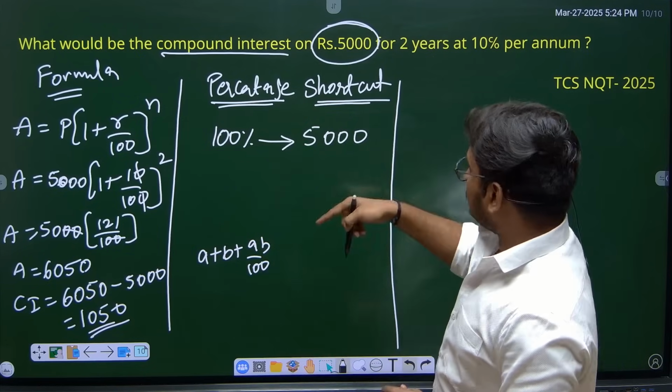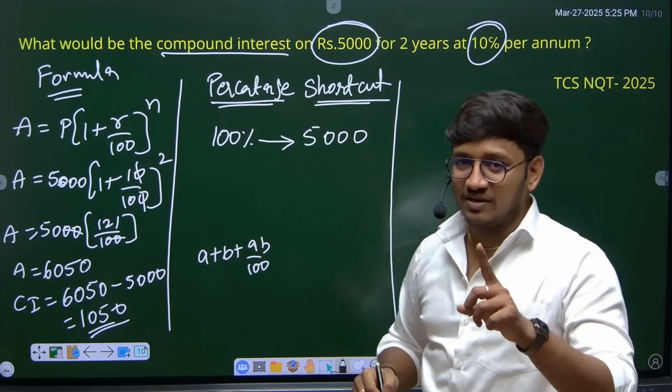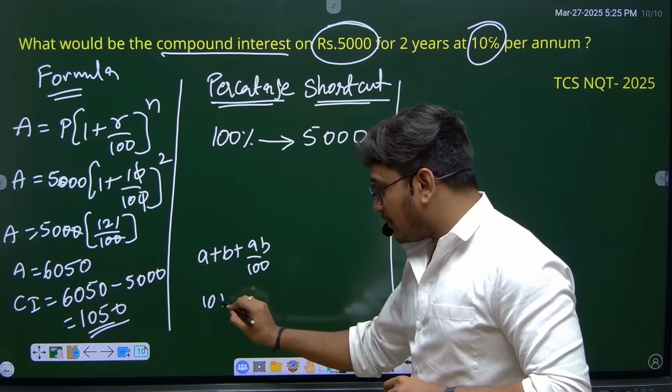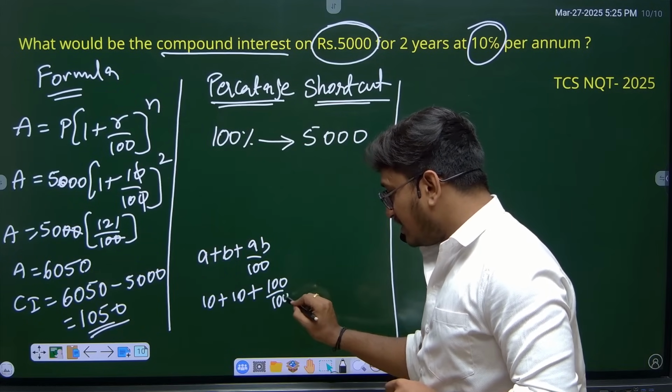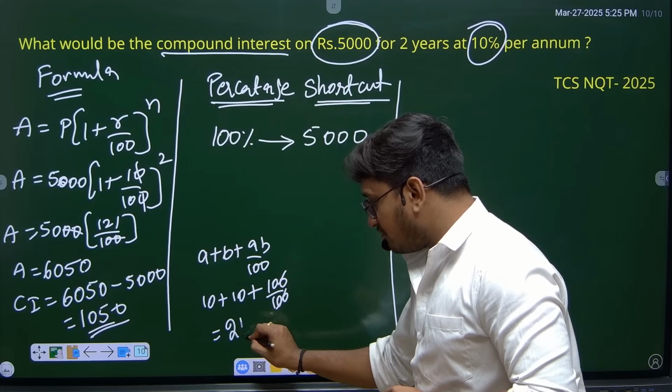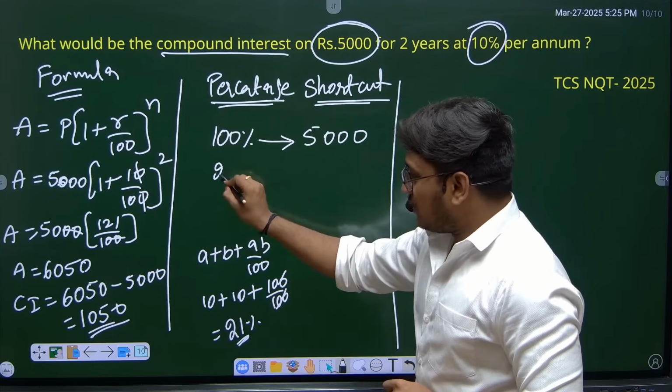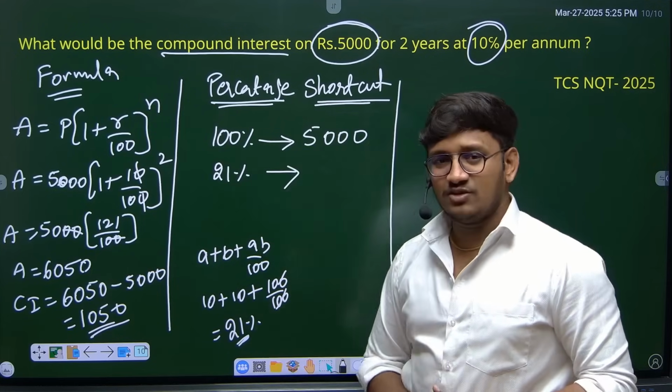Now, how much is the rate of interest for 2 years? 10% per annum, right? So 10 plus 10 plus 10 into 10, 100, by 100. So here the answer is 21%. Now this 21% is how much? That's it. Your answer is done.